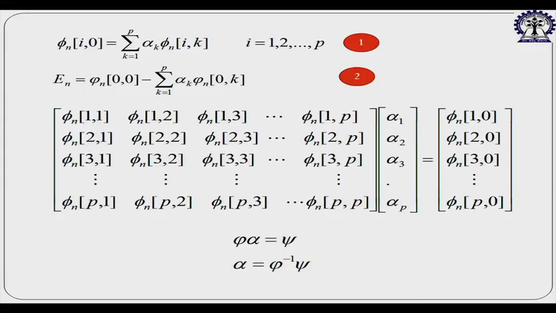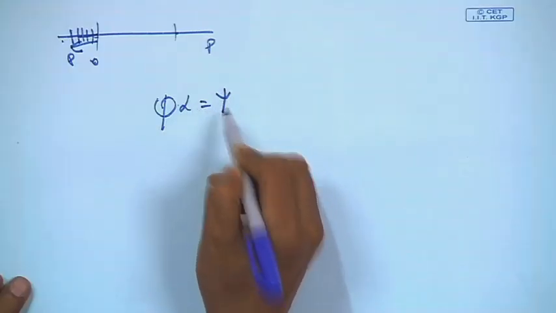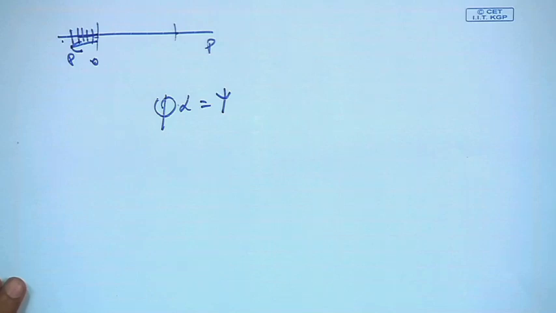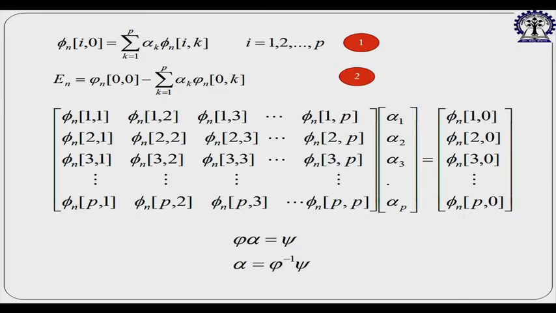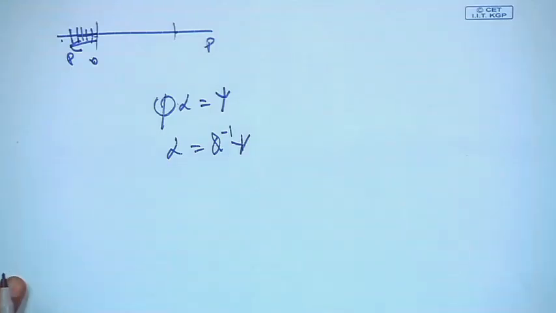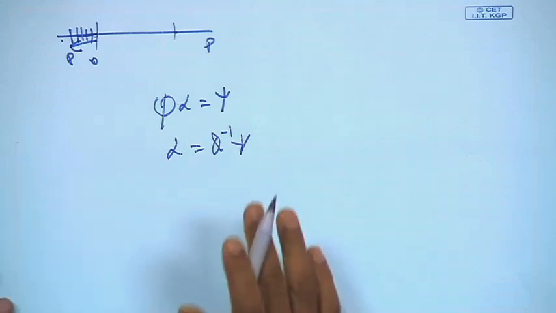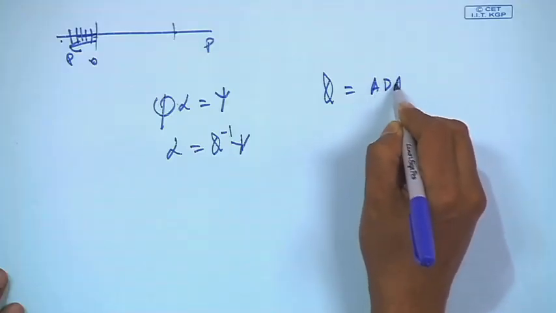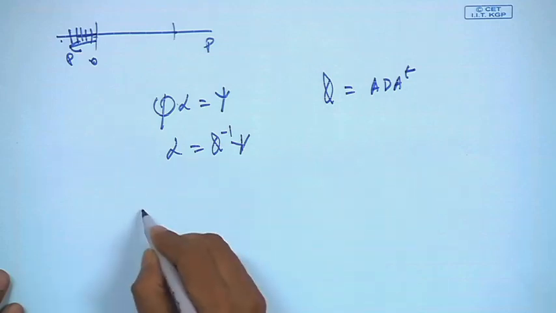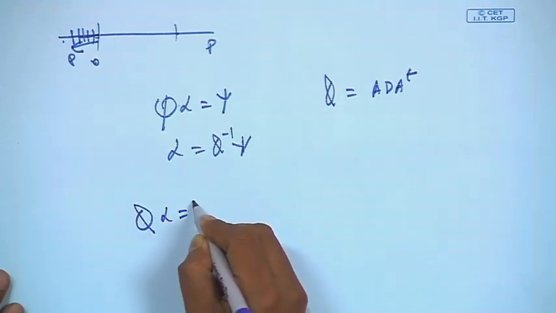Then the same simple thing: I have to solve this matrix equation. So, psi into alpha is equal to this one. Then I can say alpha is equal to psi inverse times this. I have to solve this. Now, this can be solved by the Cholesky decomposition method, where psi is equal to matrix A D A transpose, and psi into alpha is equal to this one.